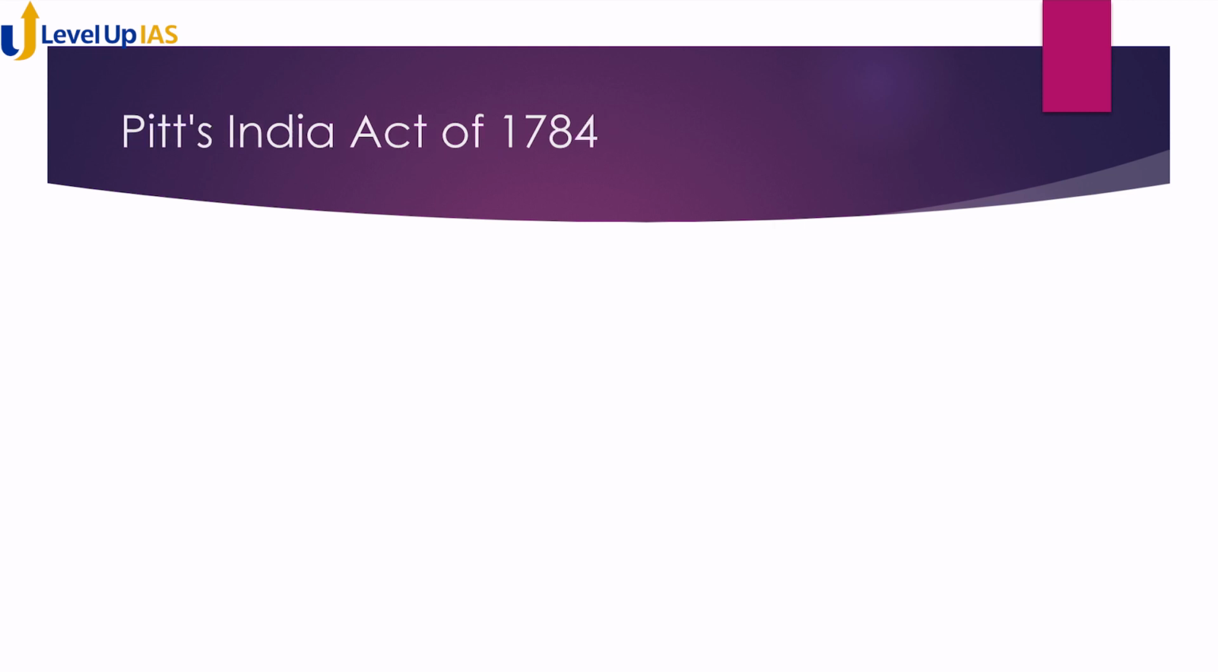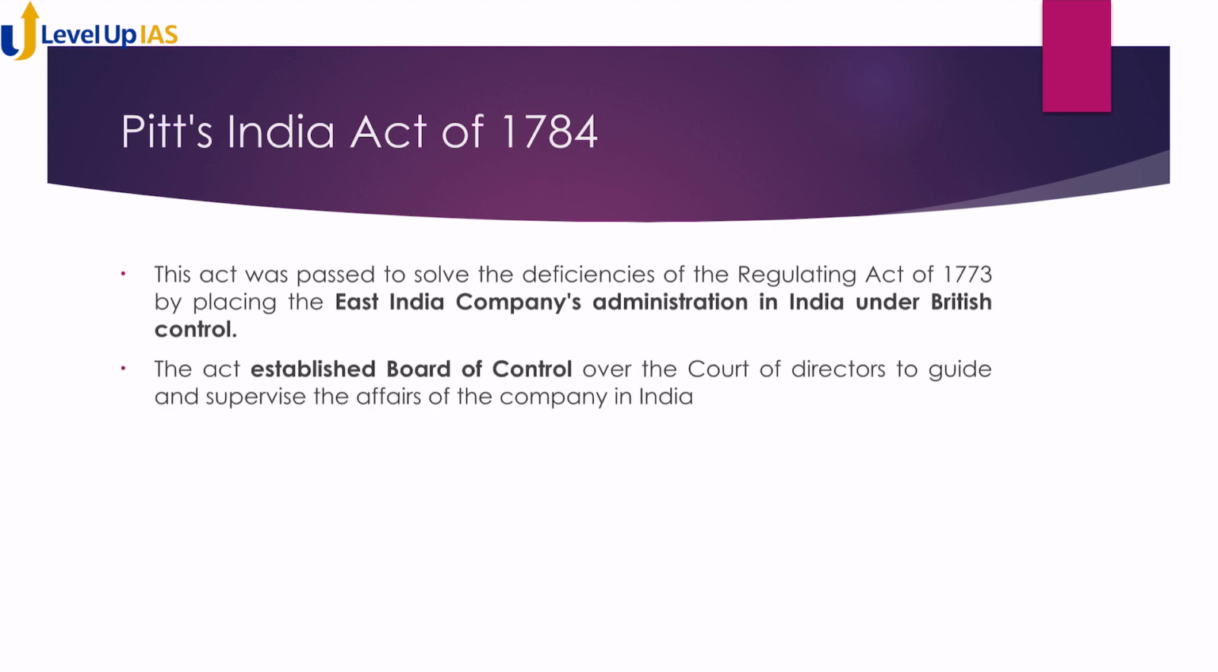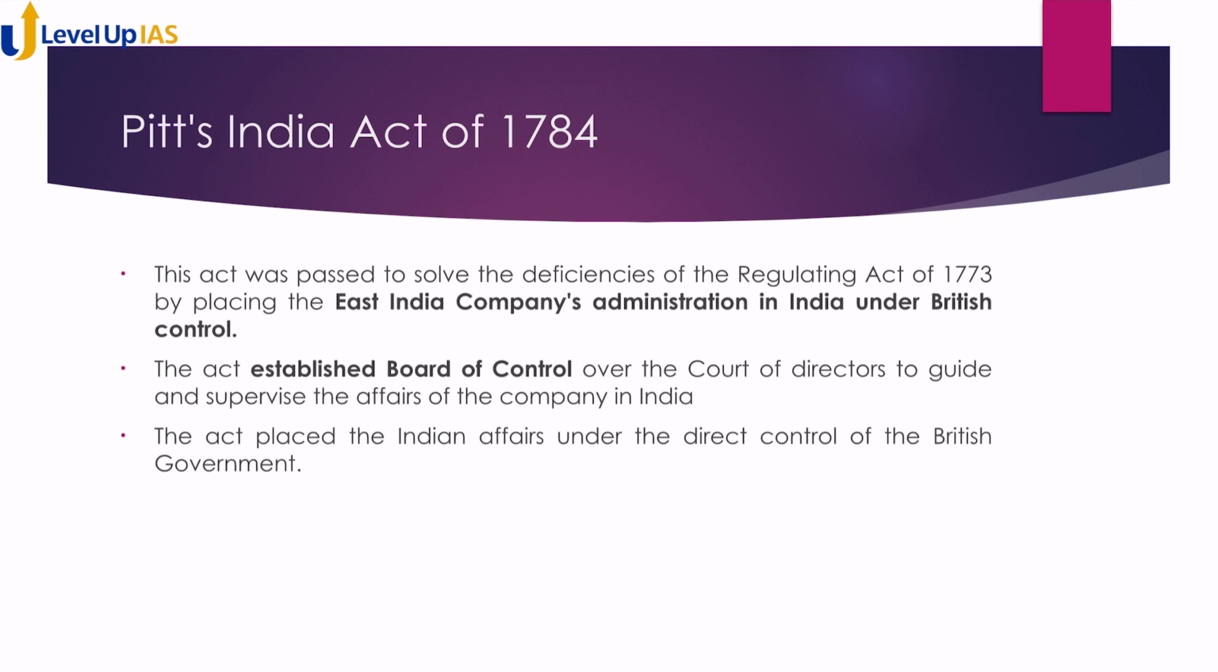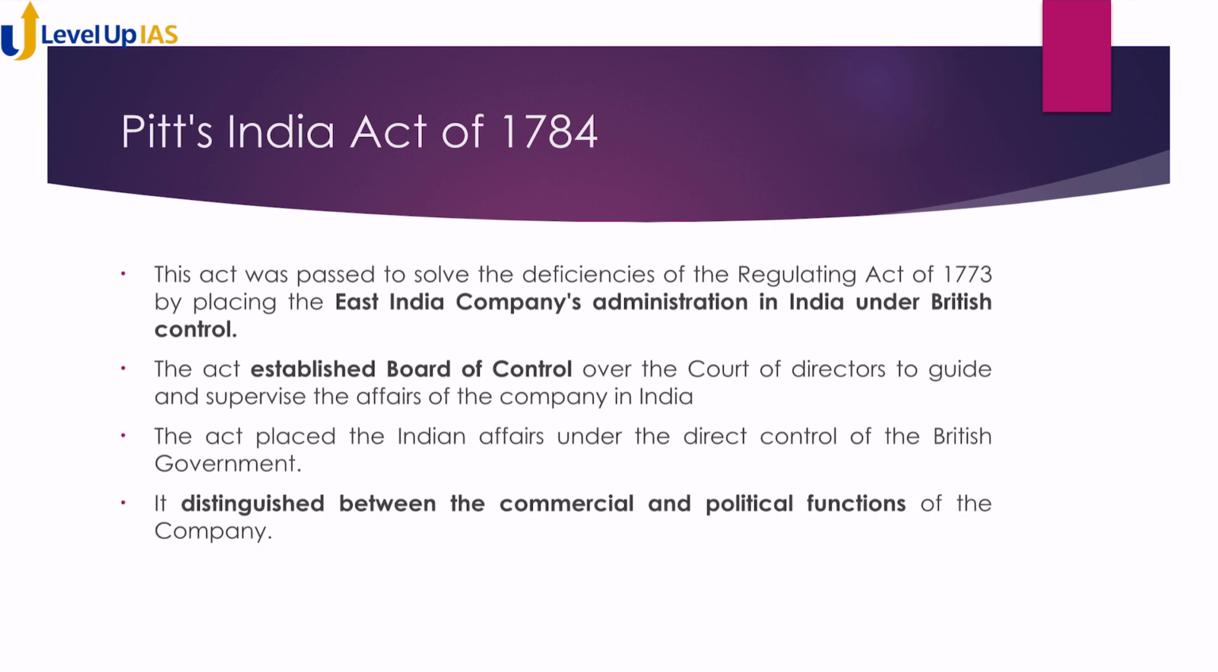Pitt's India Act of 1784. This act was passed to solve the deficiencies of the Regulating Act of 1773 by placing the East India Company's administration in India under the British control. The Act established Board of Control over the Court of Directors to guide and supervise the affairs of the company in India. The Act placed the Indian affairs under the direct control of the British government. It distinguished between the commercial and political functions of the company.